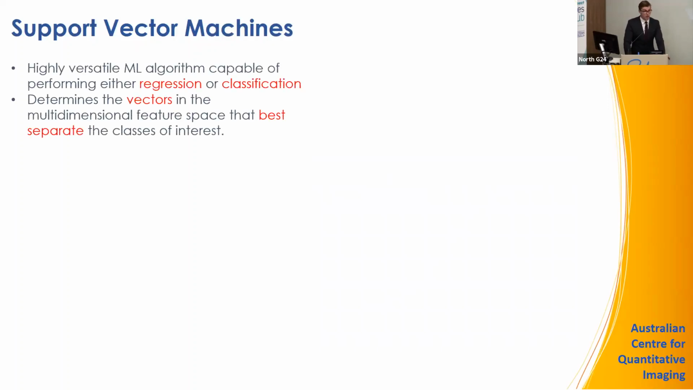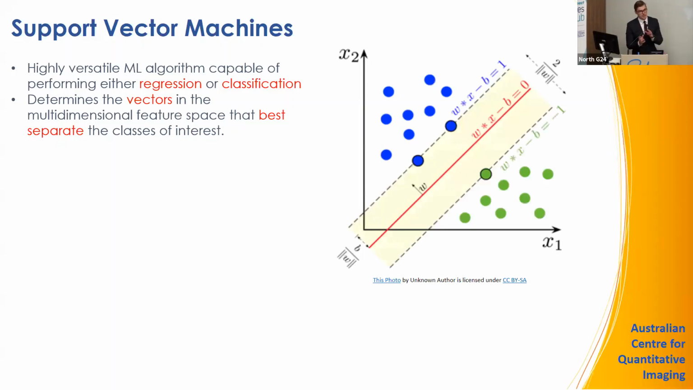These are highly versatile machine learning algorithms, and they're capable of performing either regression or classification. Essentially, this model determines the vectors in the multidimensional feature space that best separate your classes of interest. That's a bit of a mouthful, but essentially, can you guys see the mouse? Yeah. So the blue class is class 1, the green class is class 2. The support vector machine calculates the vectors indicated by these dotted lines, which best separate these two classes, so that when it's subjected to a training example it's never seen before, or a testing example, you can then separate those classes based on those vectors.